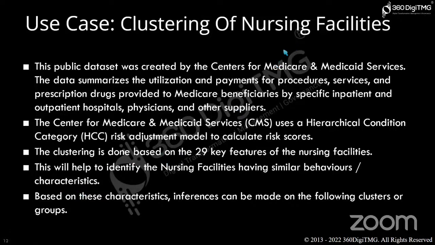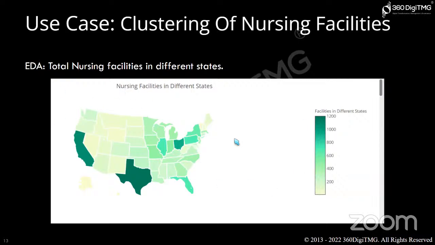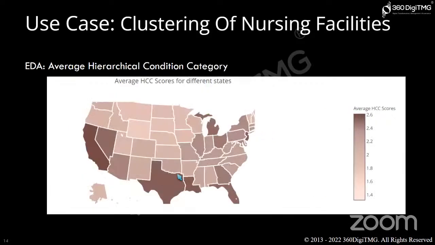Let us see what we have done here. First of all, we have used this to find out where more clusters are. Here we cannot see the names of the states, I'll show you in the code. This is basically Texas. Texas had the highest number of facilities. Similarly, the highest HCC score was in this one, we'll see in the code. Texas also had a higher score because there is a higher number of nursing facilities.